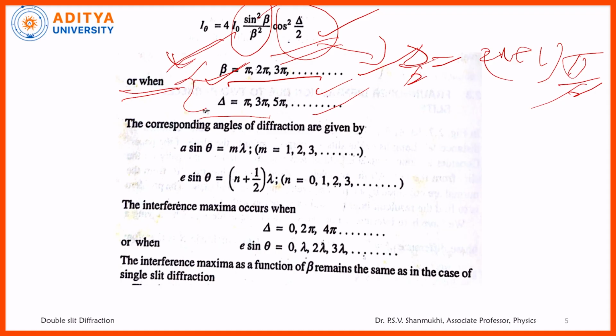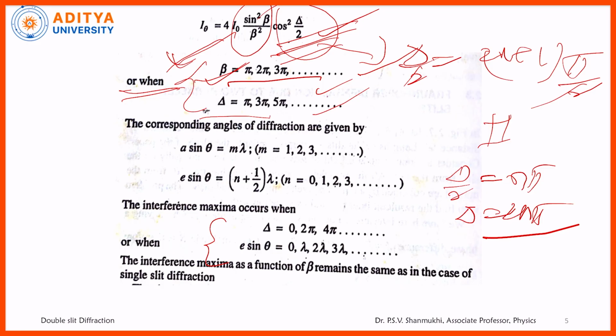Similarly, what are the maxima? Suppose you observe the maximum intensity, cos square delta by 2, or cos delta by 2 is equal to plus or minus 1. When we get this, delta by 2 is equal to n pi. That's why delta is equal to 2n pi. At these values we get the maxima. That's why delta is equal to 0, 2 pi, 4 pi, even multiples of pi, we get the maxima.